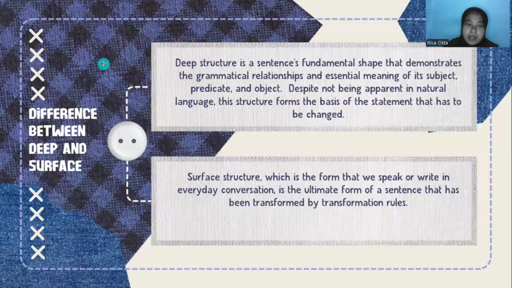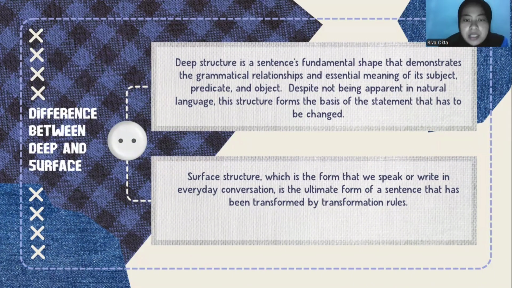The difference between deep and surface structure. Deep structure is the sentence's fundamental structure that demonstrates the grammatical relations and essential meaning of its subject, predicate, and object. Despite not being apparent in natural language, this structure forms the basis of the statement that has to be changed. And the surface structure, which is the form that we speak or write in everyday conversation, is the ultimate form of the sentence that has been transformed by transformation rules.